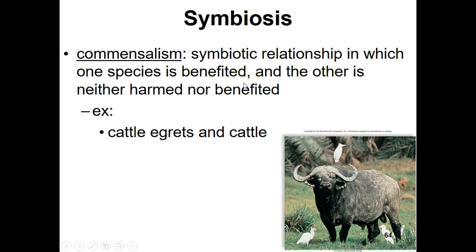Commensalism is where one organism benefits, but the other one doesn't get any benefit or harm. So, cattle egrets and cattle. The egrets basically perch on the cattle and they just have a place to sit and relax. They're not helping the cattle at all, but they have a place and they're not going to be harmed while they're on the cattle.